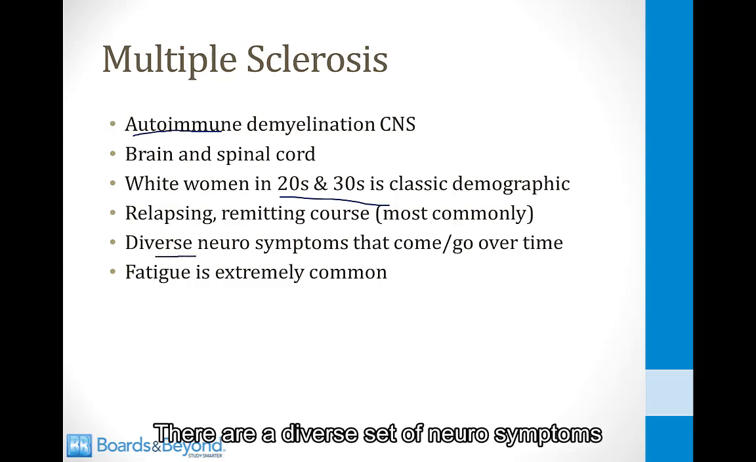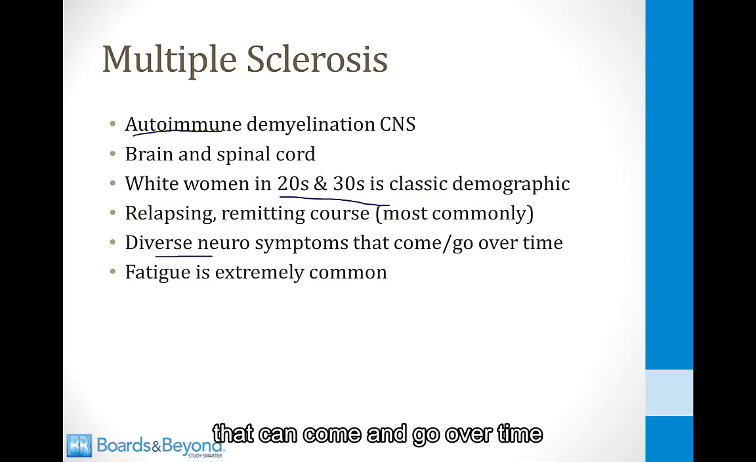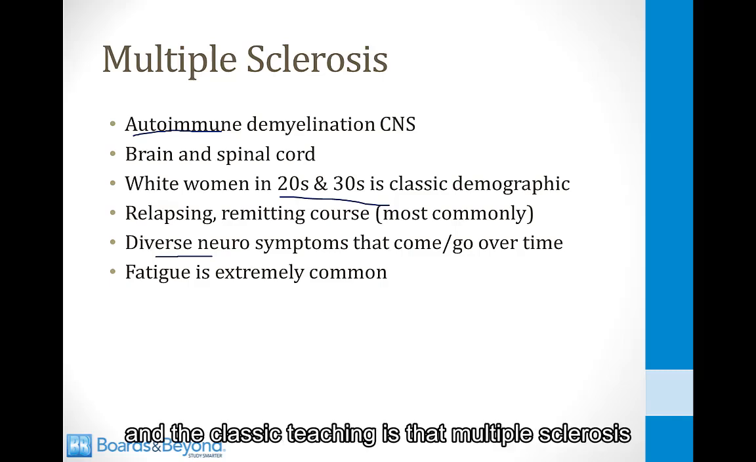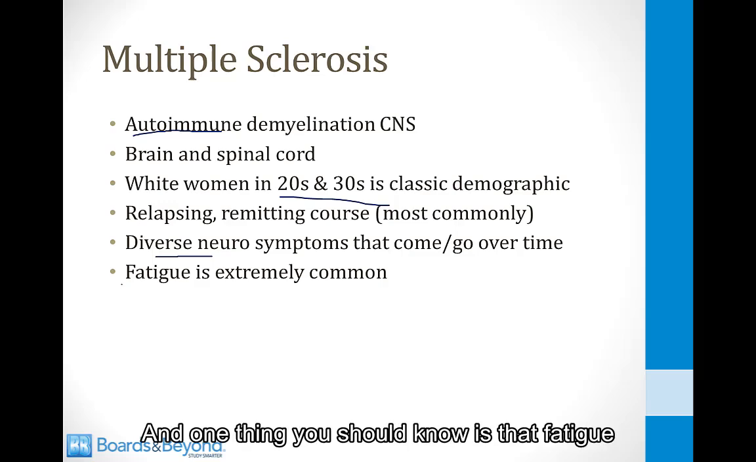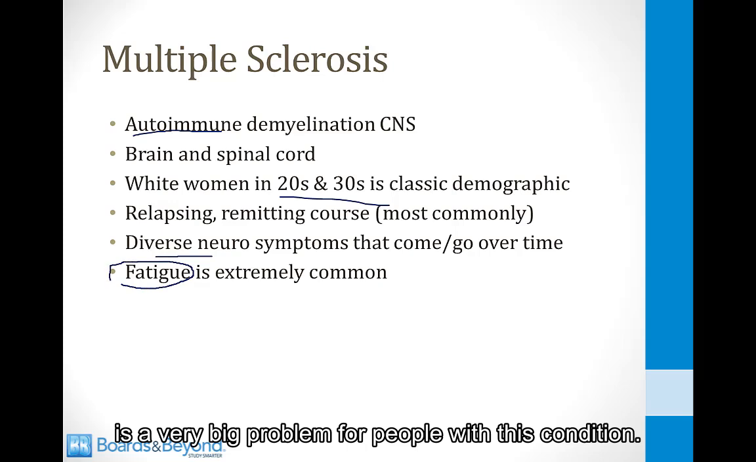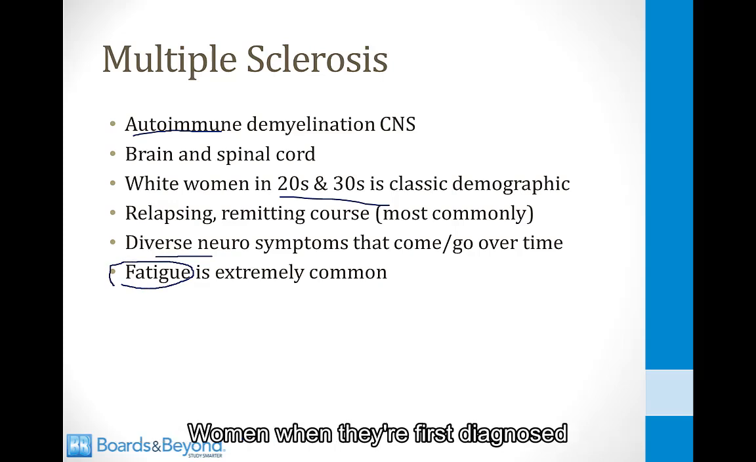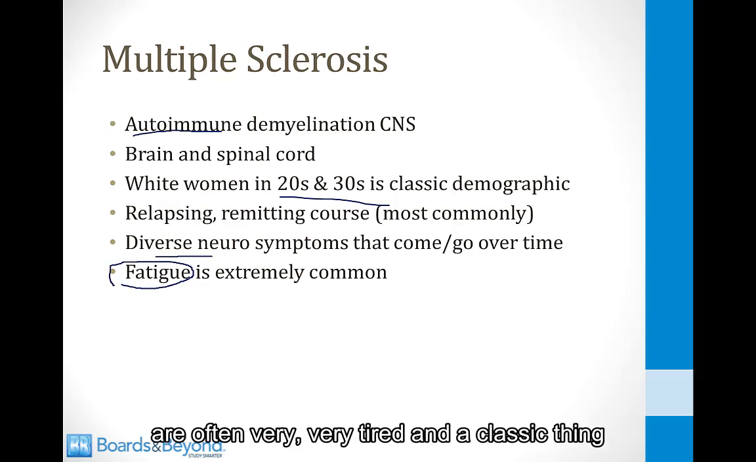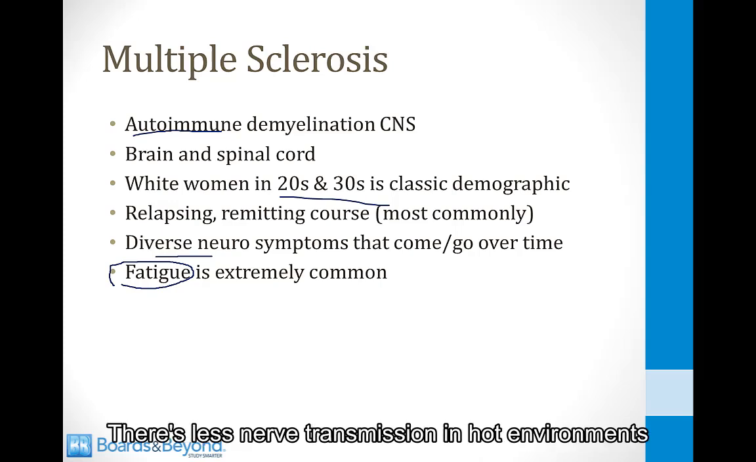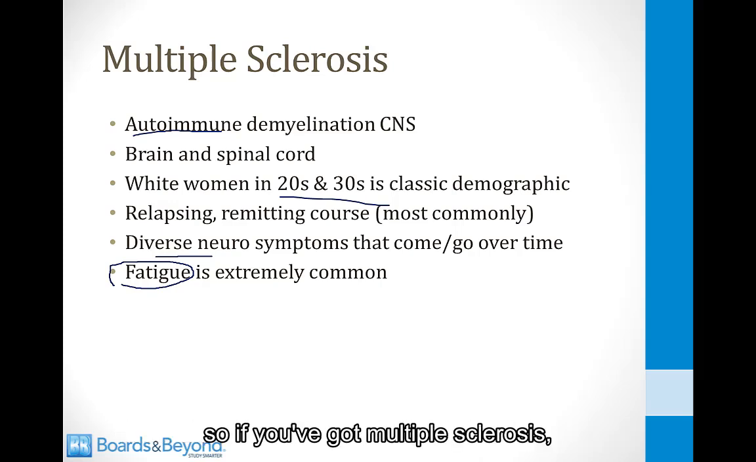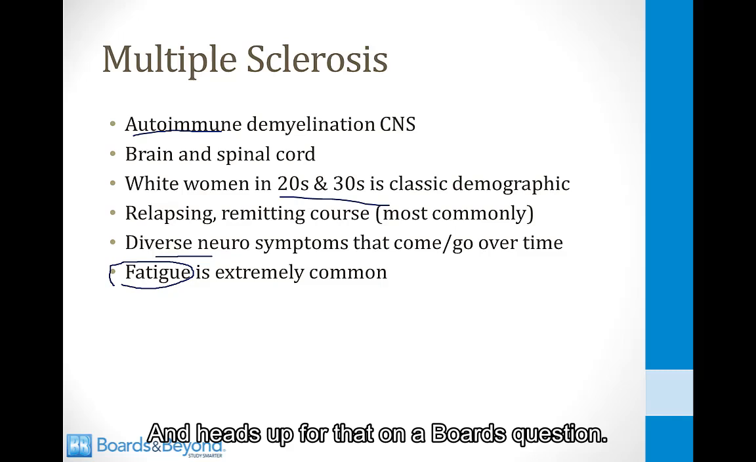There are a diverse set of neurosymptoms that can come and go over time, and the classic teaching is that multiple sclerosis can cause any neurological problem. And one thing you should know is that fatigue is a very big problem for people with this condition. Women, when they're first diagnosed, are often very, very tired, and a classic thing is for a person to feel fatigued after a hot shower. There's less nerve transmission in hot environments, so if you've got multiple sclerosis, you can get worse after a hot shower, and heads up for that on a boards question.